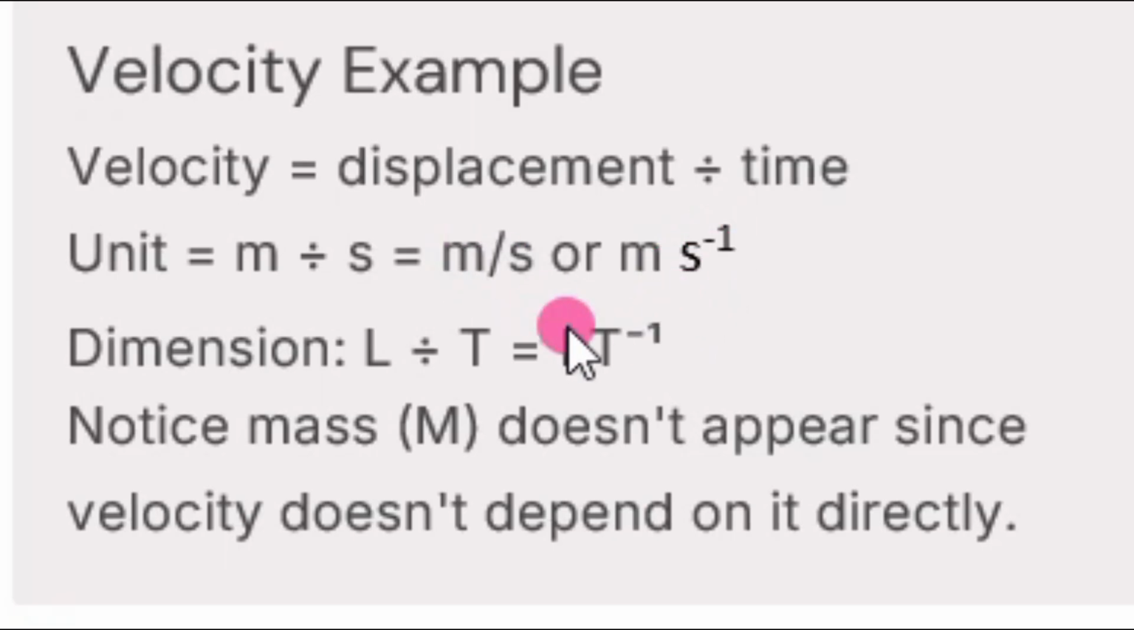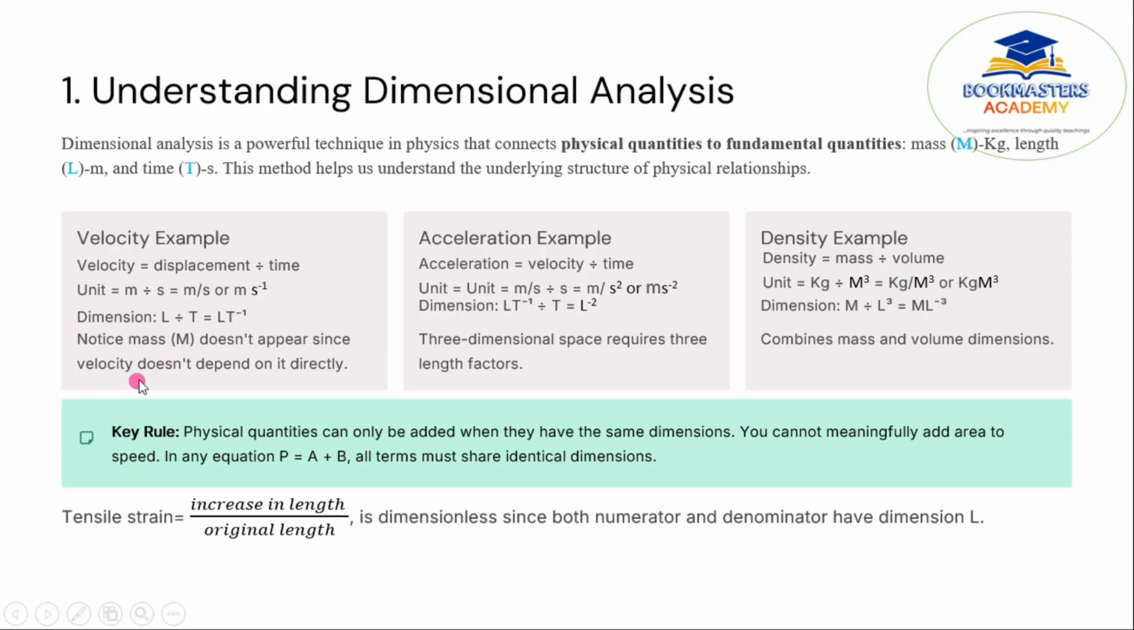I didn't want to write it like this, it's just stress. Notice that M does not appear, since velocity does not depend on it directly. So you see, guys, you may not have the whole MLT. You may just have LT, you may just have MT, just like we have here. You must not have all three. That's the point of this whole write-up here.